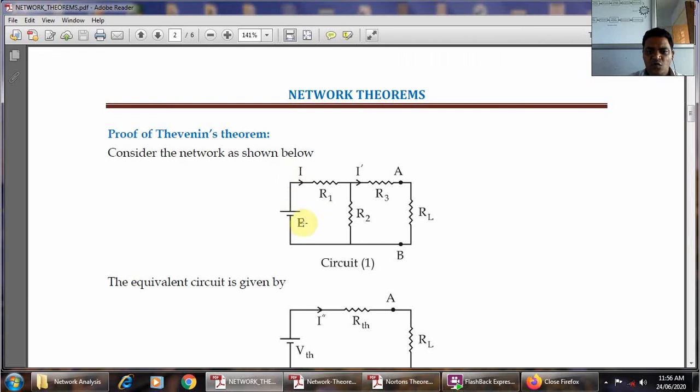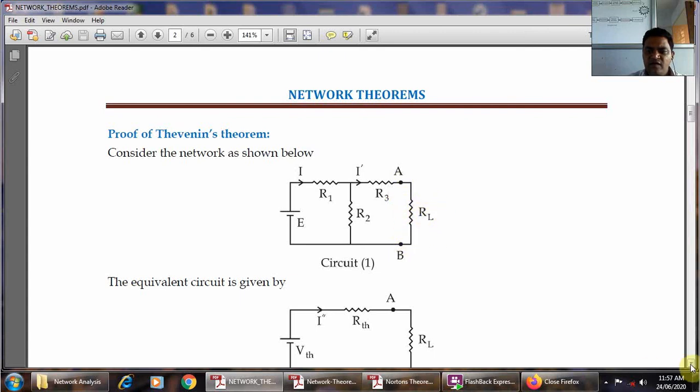For this voltage source, the total current flowing through the circuit is I, and from this node the current is divided and the current I dash flows through this circuit. Here there are three resistances, R1, R2, R3, and in between A and B the load resistance RL is connected.